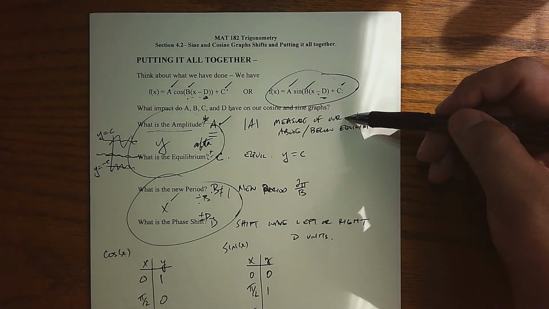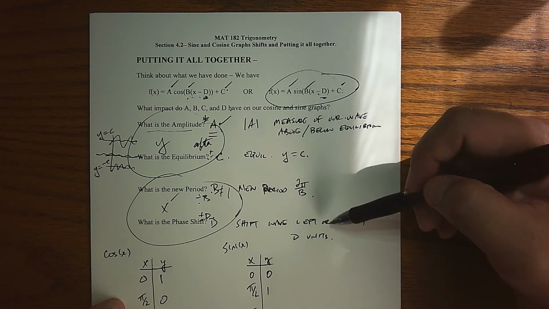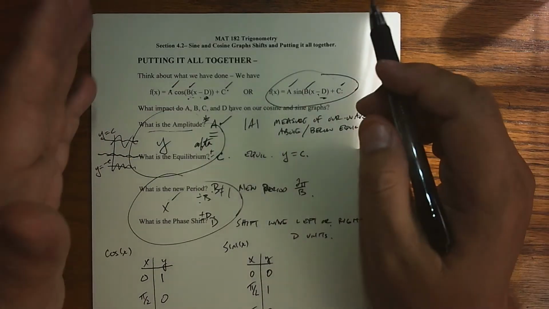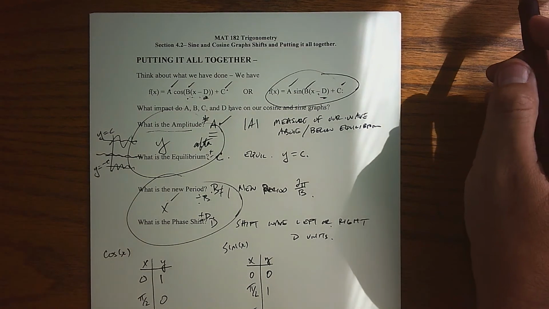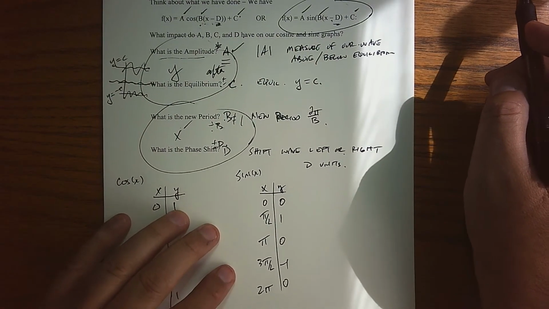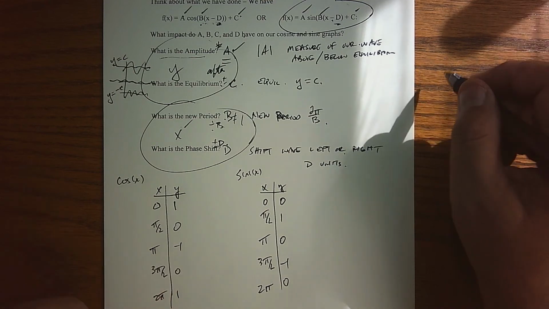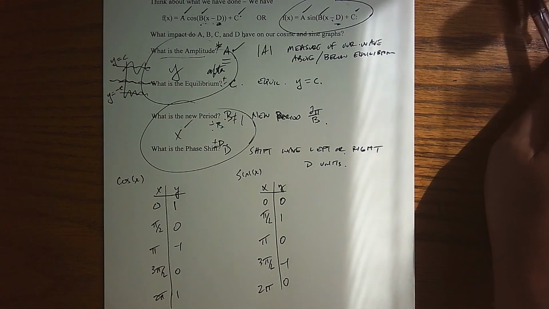We should be able to see the amplitude, we should be able to see the equilibrium, we can observe the new period, and we can see that shift over to the right or to the left, because things usually happen along the y-axis, but things have been shifted now according to what d tells us to do. So we should be able to observe all that and start answering a bunch of questions: range, domain, all that good stuff. All right, so let's get to work. There's an overview. Now let's do it.